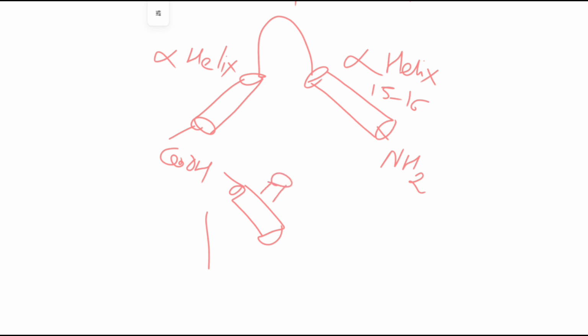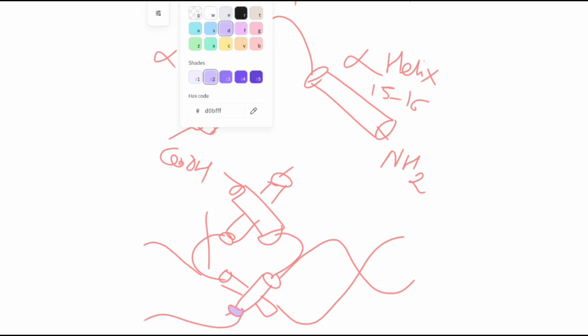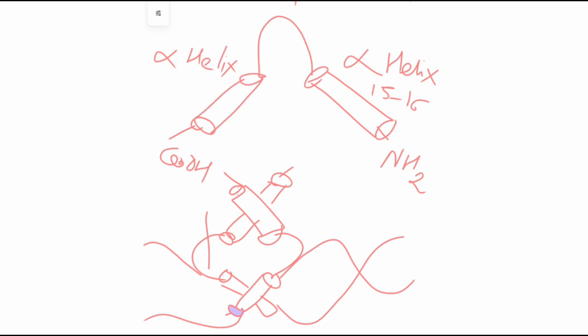It is composed of two alpha helix regions, each having 15 to 16 residues. They are separated by a loop of variable length, and they form a loop between the two alpha helices, and the length of the connecting loop can differ from 12 to 28 amino acid residues. So this motif is similar to the leucine zipper motif.